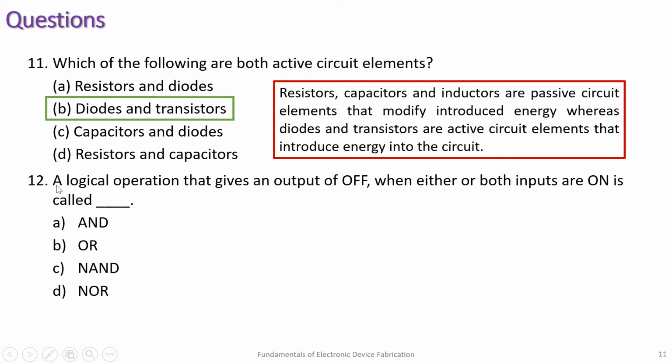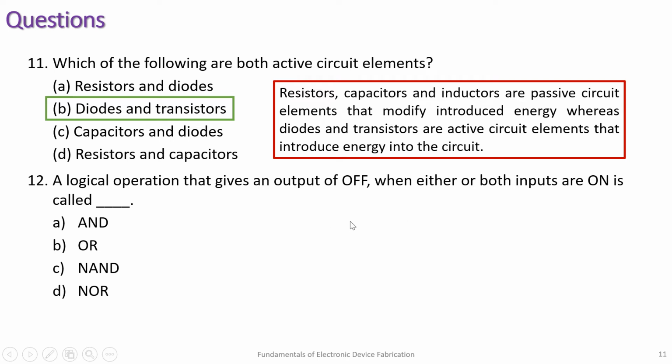Yeah. So the next question is: a logical operation that gives an output of off when either or both inputs are on is called. Just take a sheet of paper and write down input 1, input 2. We don't know which gate that is, but our gate will give an output of off when both inputs are on or when one of them is on. Based on the table that I've already displayed, you will be able to answer this question.